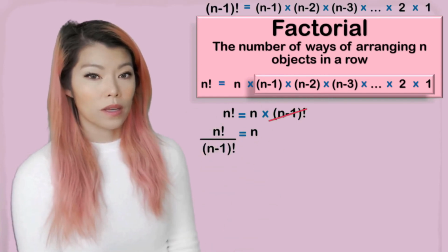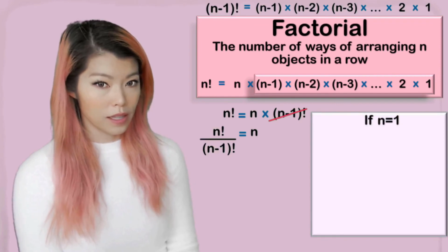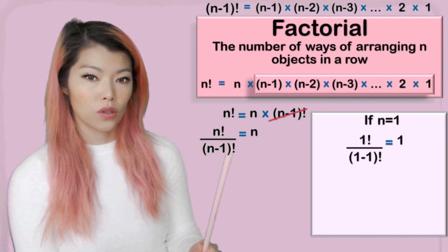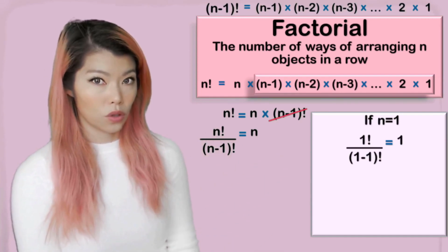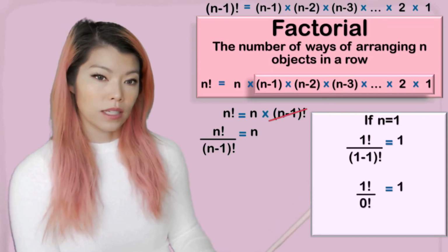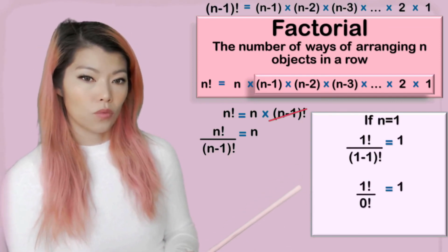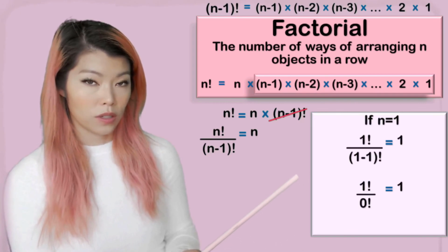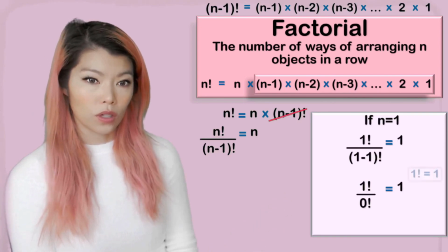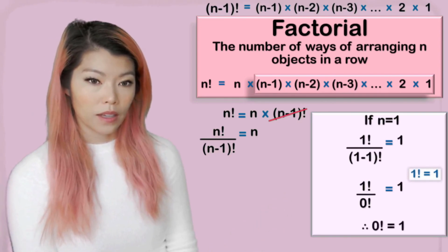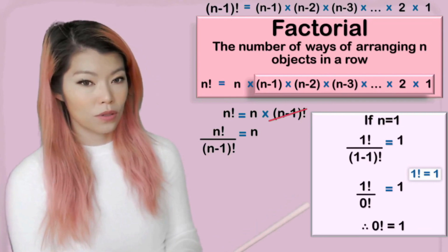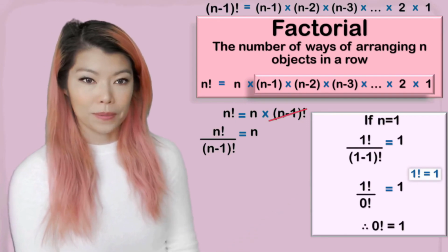And we do so because if we let n equal 1, let's see what happens. The right side is equal to 1, and the left side is 1 factorial over 1 minus 1 factorial. 1 minus 1 factorial is 0 factorial. Now how is this statement true? This statement would be true, 1 factorial is 1, equal to 1, if 0 factorial is also equal to 1. So 0 factorial must equal 1. If 0 factorial was equal to 0, this last line wouldn't make sense.